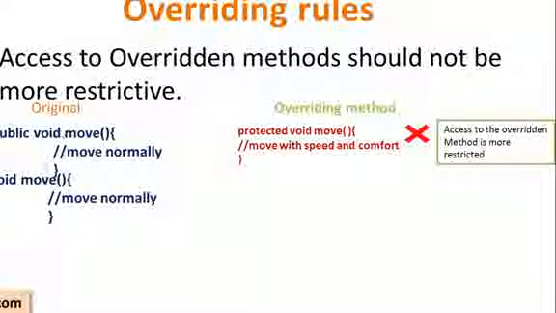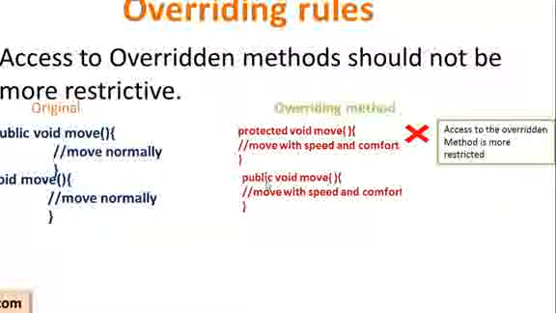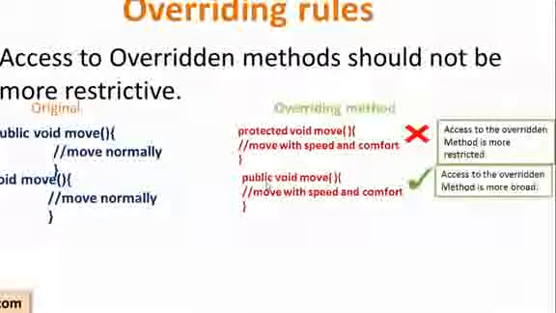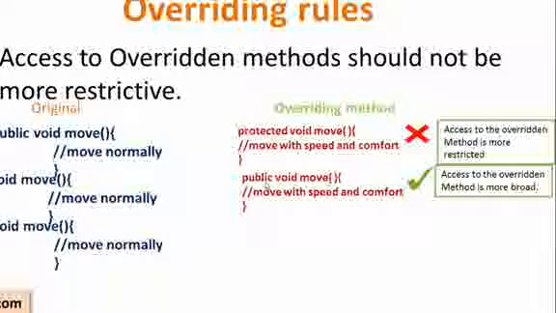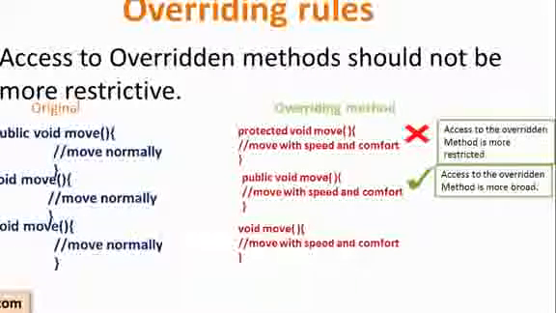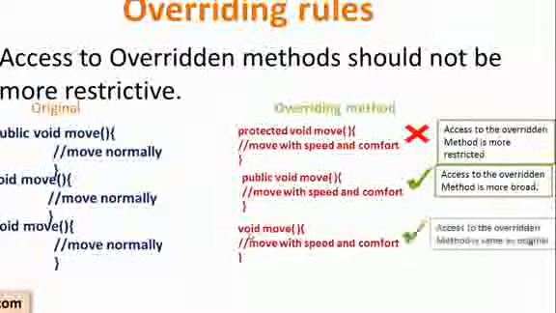I have a default access for this move here, and if I make it public, that's okay, because you're giving it more chance of being more visible to some new classes as well. So this is acceptable. The next one is having the default access, and again this one is also having the default access. I didn't change the accessibility, that is fine. This is a perfect overriding.